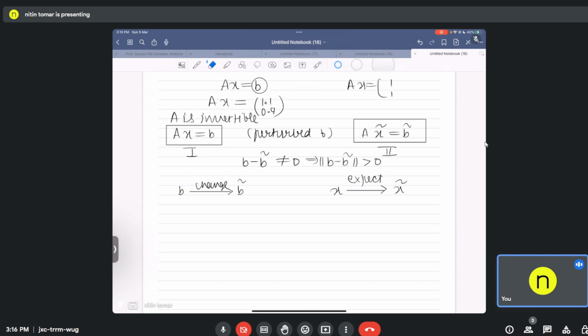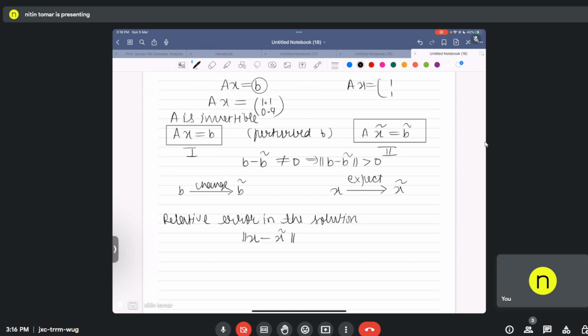What does relative error in the solution mean? The original solution was x. You changed it to some solution x tilde. So this is the error: original value minus new value. Now relative means you have to divide it by the original solution.